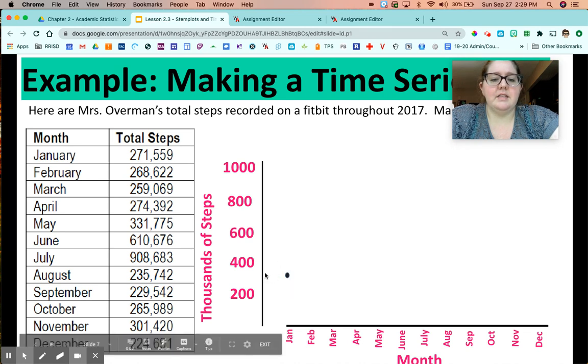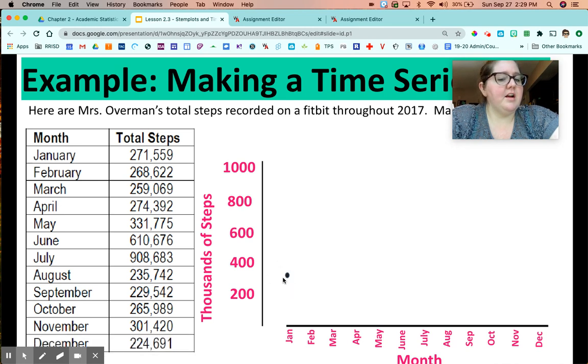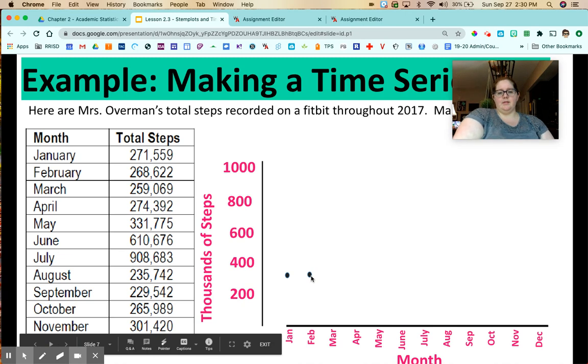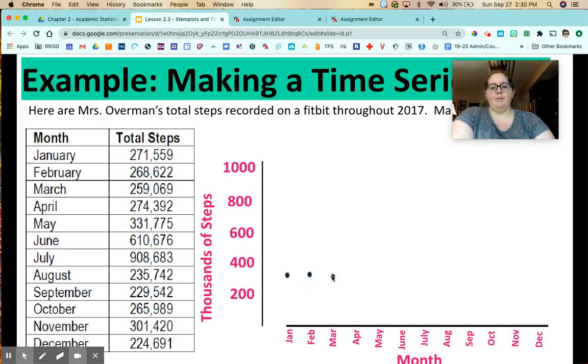So January was 271,559. So I'm going to estimate that happens around there-ish. February is a little bit less than that, so I'm going to put a dot around the same place. March is a little bit less than that, so again, I'm putting a dot in that same general place. April, 274, a little bit higher again. May, we jumped to 331, so definitely higher.